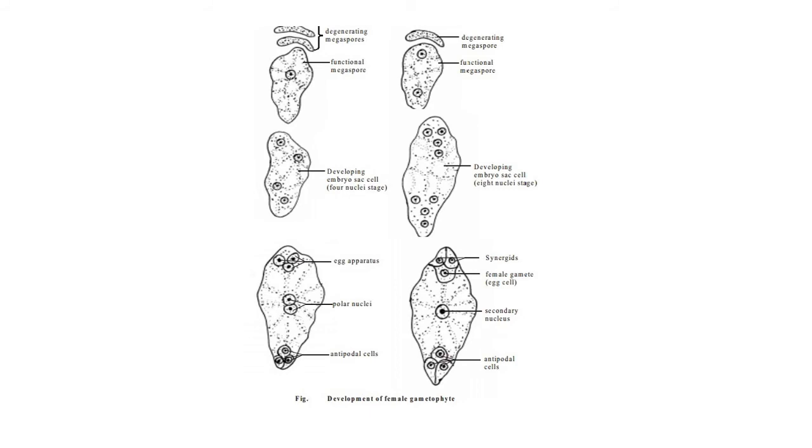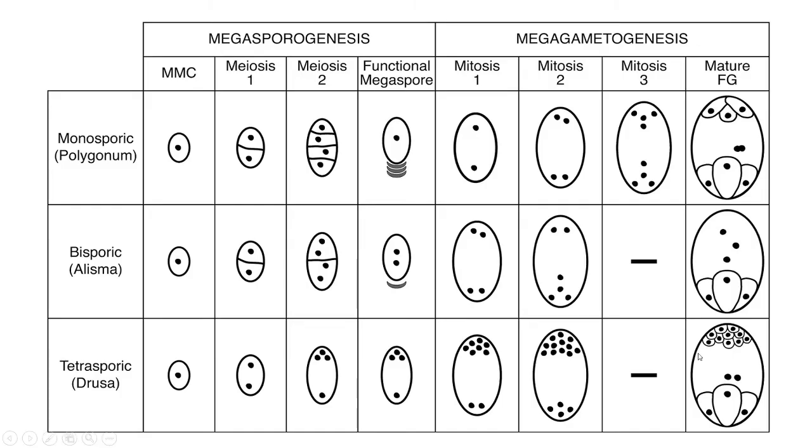So this is the monosporic type of embryo sac development. Monosporic embryo sac development is of two types. One is the 8 nucleate type and the other is the 4 nucleate type. The next topic is the bisporic type of embryo sac development.